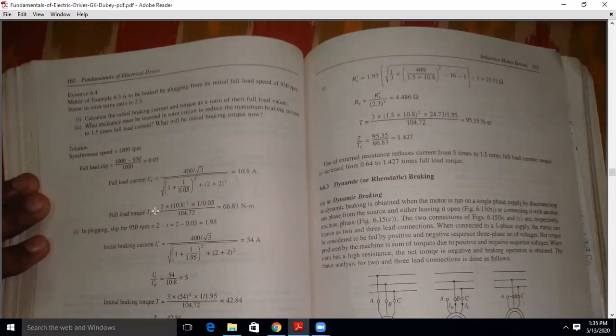Now full load torque TF is equal to, again by using this 3 I dash square, so 1 divided by 0.05. So again whatever the 0.05 is there, it is again the slip, and again divided by 104.72. So this is your full load torque.